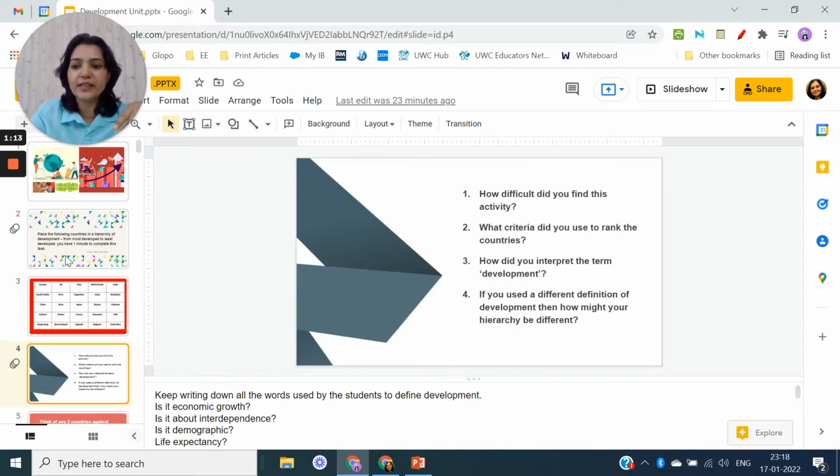All right, I move ahead. You can pause it. So, what was there? How could you do it very easily? Could you fix those countries from the most to the least developed countries? What were the criteria you used while putting those countries from top to bottom? How did you interpret the term development?